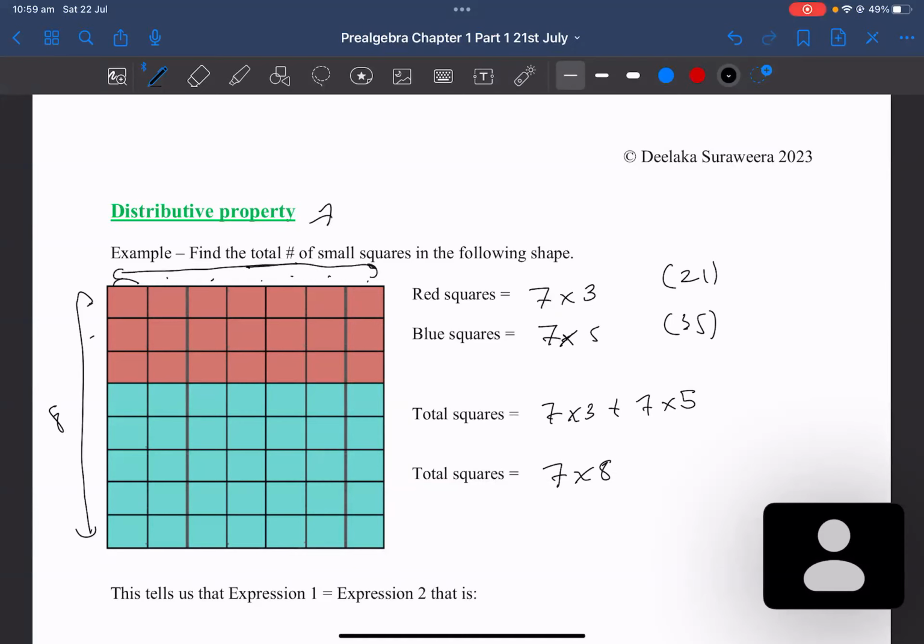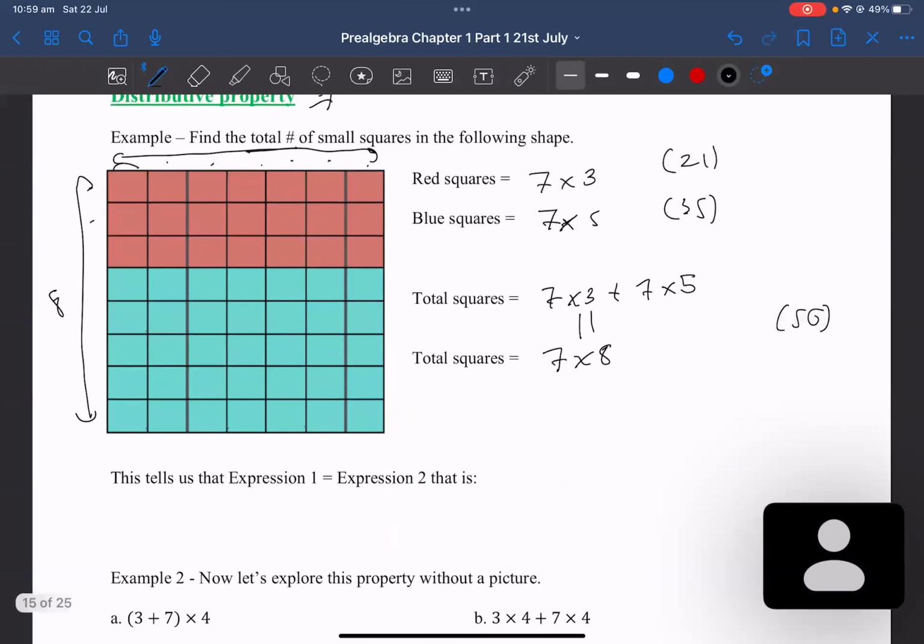So you know what that means? It's area, yes, but this is not about the area; the mathematical idea is that these two are the same. 7 times 3 plus 7 times 5 is the same as 7 times 3 plus 5.